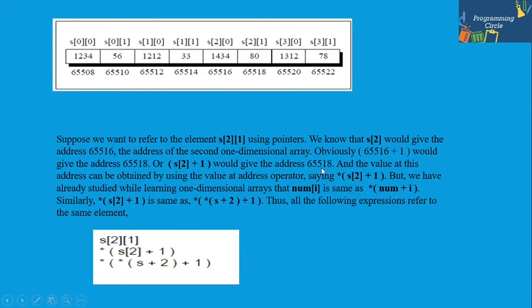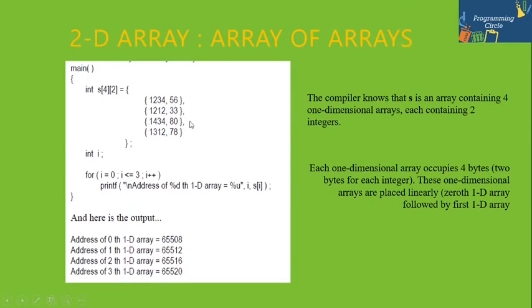So that would give the address 65518. So I think you understood. It is better to catch hold of the row address of that particular single dimensional array. The row address of that single dimensional array is nothing but this one. I'm talking about this one, 1 4 3 4 and 80.